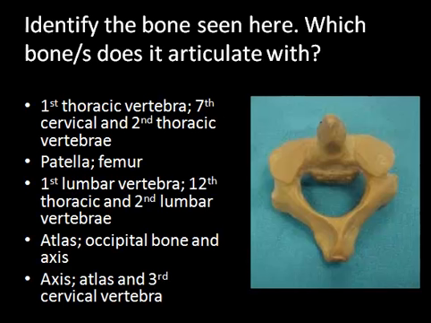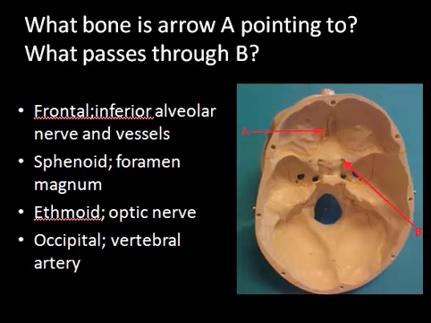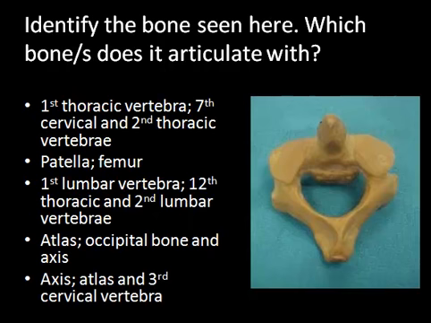This is critical thinking on the axial skeleton lab, and let's look at the questions. So here is a question on a vertebra, and this is on the thoracic cage, and here is a question on the skull. Now let's go to this first one, which asks you to identify the bones seen here, and then which bones it articulates with.